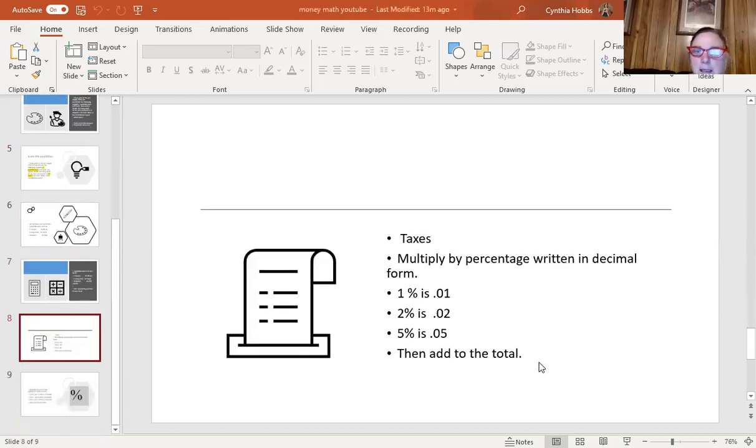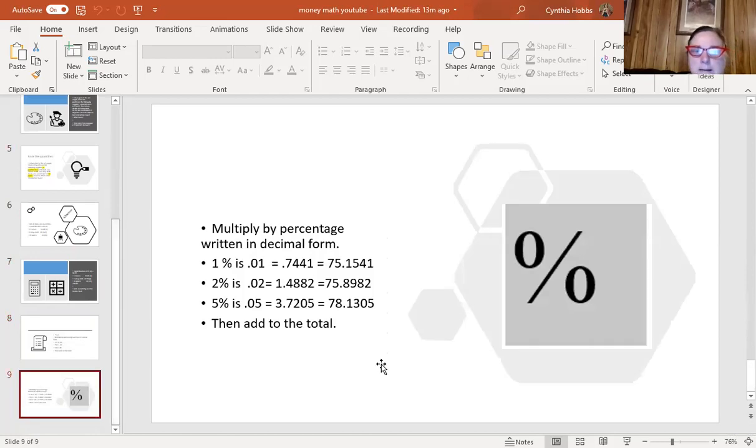Okay. Taxes. Multiply the percentage written in decimal form. 1% is 0.01, 2% is 0.02, 5% is 0.05, and then you add it to the bottom total. 1% would be 0.7441, which is $75.15 and somewhat. 2% would be 1.4, which would give you $75 and somewhat. And 5% would give you 3.7, which would be a total of 78 something.